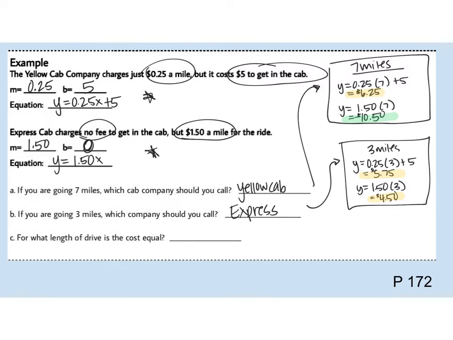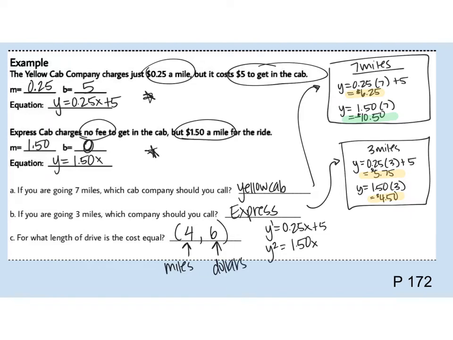So when it's asking what length would make it equal, I'm going to type both of those into the calculator. Y equals 0.25x, or my Y1, plus 5, and Y2 is 1.50x. And then I do the whole graph it, find the intersect, zoom fit, etc. And I end up with 4, 6.